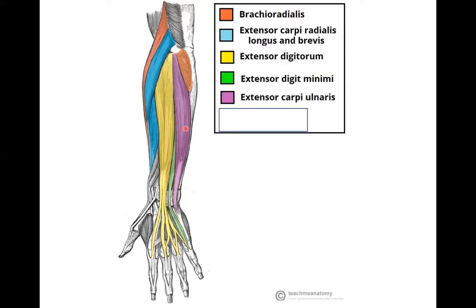And last but not least is extensor carpi ulnaris. Extensor carpi ulnaris originates on the humerus at the lateral epicondyle and extends down to metacarpal 5. It serves to extend and to adduct the wrist because it's on that medial side.